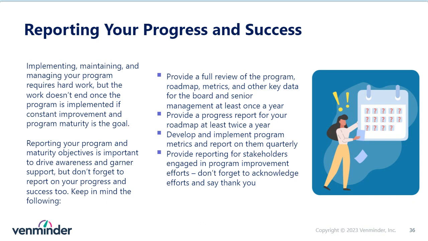So first of all, we want to provide a full review of the program, the roadmap, metrics, and other key reporting for the board and senior management at least once a year. We want to provide a progress report against the roadmap at least twice a year, and we want to develop and implement those program metrics and report on them quarterly. We also need to provide reporting for stakeholders that are engaged in that program improvement effort, right? It's really important to acknowledge those efforts and to say thank you.